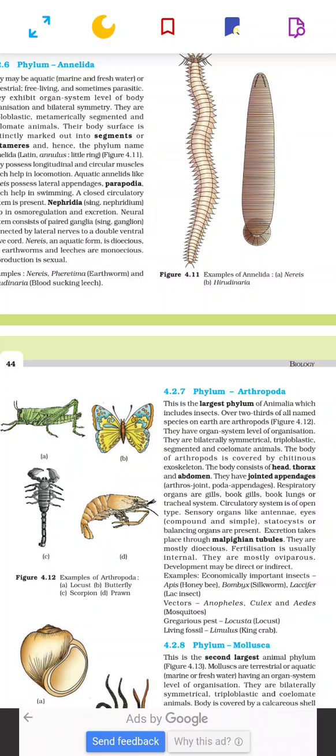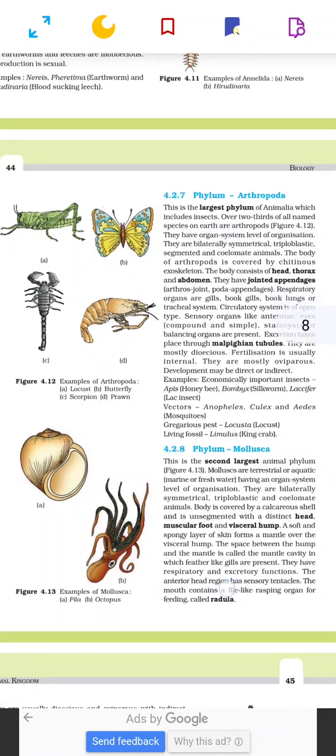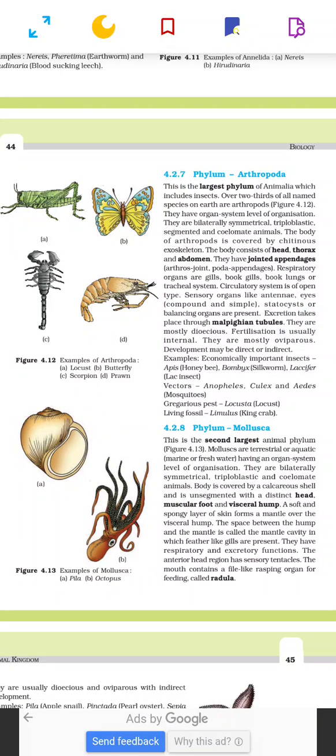Examples: economically important insects, first, Apis, which is honeybee; Bombyx, silkworm; Laccifer, lac insect. There are vectors, for example, Anopheles, Culex, and Aedes mosquitoes. These are the gregarious pests, for example, Locusta, locust. Living fossils are Limulus, that is king crab. In figure 4.12, examples of arthropods are seen. A, Locust; B, Butterfly; C, Scorpion; D, Prawn.